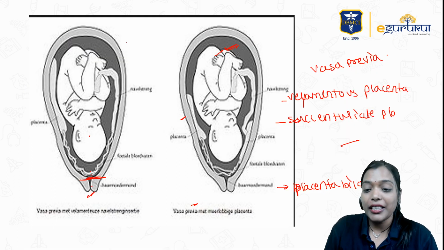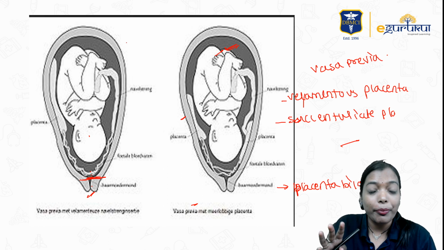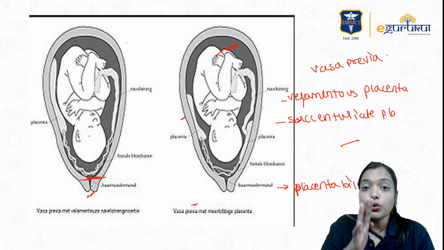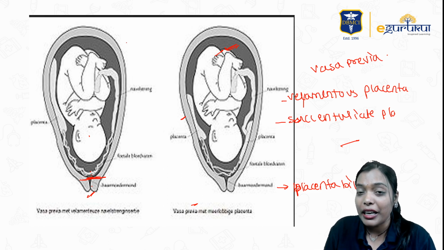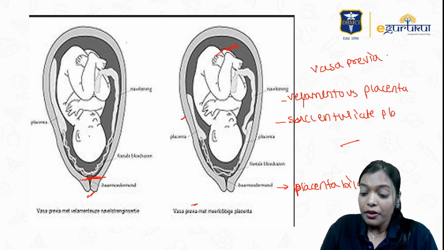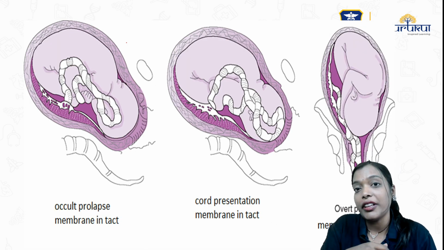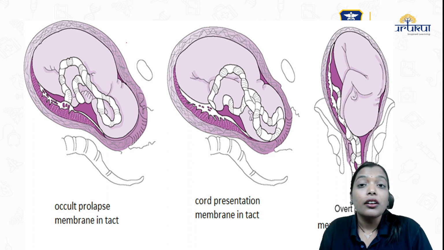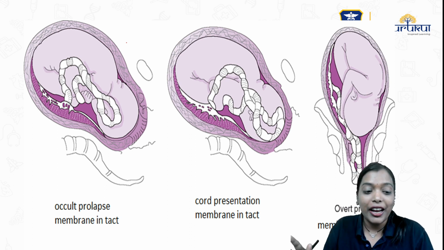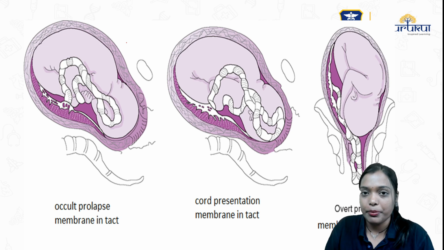Next, coming to the cord. See, VASA Previa, I am trying to show you all the images, two images which can be confusing. You saw that in VASA Previa it is mainly the membrane and vessels. When you have umbilical cord above the internal os, that becomes cord presentation. You have three different types regarding the cord.